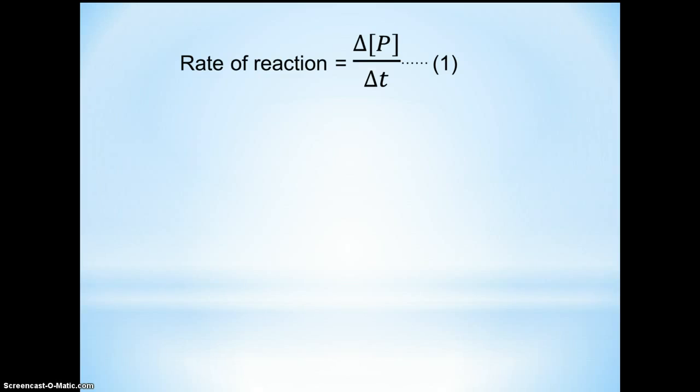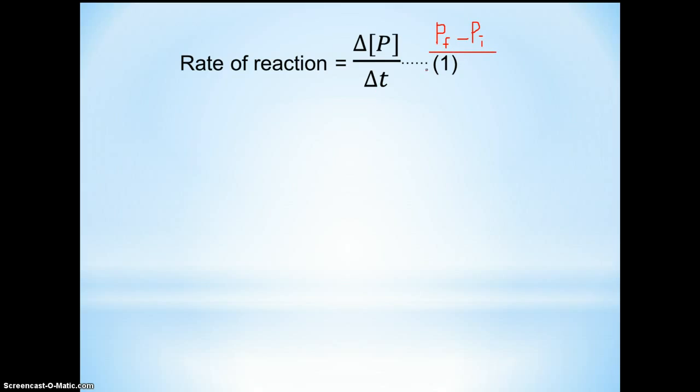This equation shows the change of the concentration of product over the change of time. Let me explain a little bit about the change here. Change usually means the final state minus the initial state. Say it's the concentration at the final state minus the concentration at the initial state.